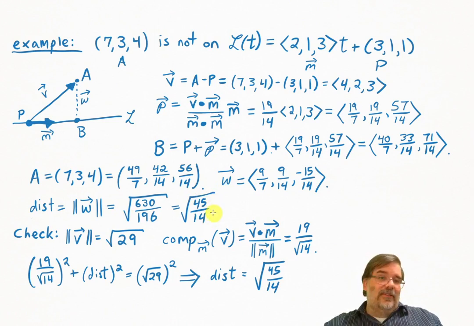And I know that there's a lot of numbers here. I've spared you all the arithmetic steps. But if you want, I know I'm going pretty quickly through this. Feel free to pause the video at any point, write down some numbers, check the calculations to make sure you can do them. And then once you're done calculating the distance, again, the check is to use the Pythagorean theorem. The length of this vector v is the square root of 29. The component is the length of this side. Right? The formula for the component is v dot m divided by length of m.